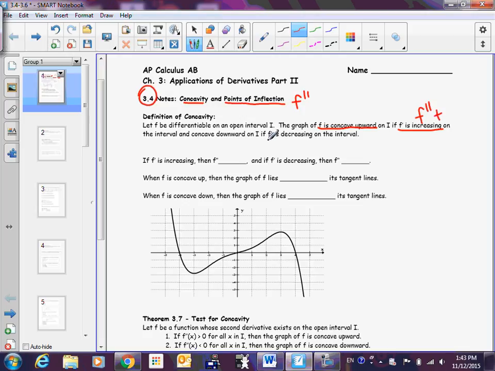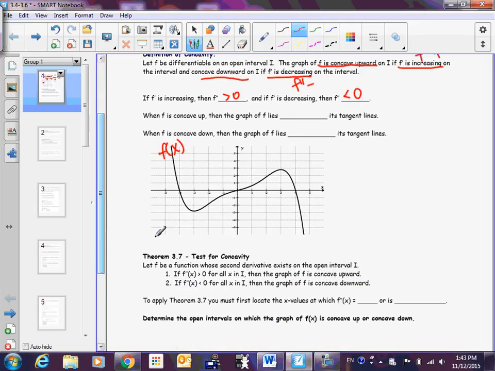Likewise, if we have a concave down part of a graph, f prime is decreasing, which would mean f double prime is negative. And so that's what this next part says. If f prime is increasing, then f double prime is greater than 0, or you could say positive. And if f prime is decreasing, then f double prime is less than 0. And that's how we're going to look at this graph of f of x and examine where it is concave up and where it is concave down.